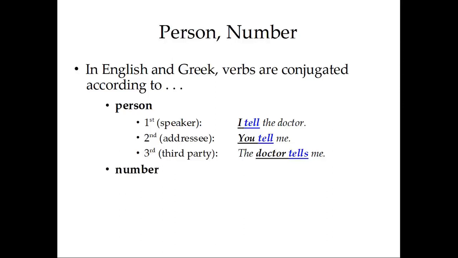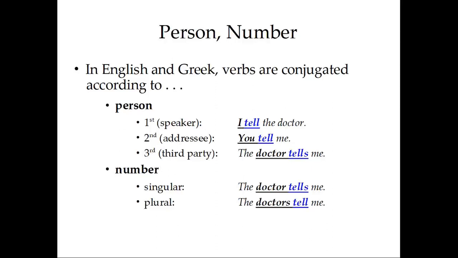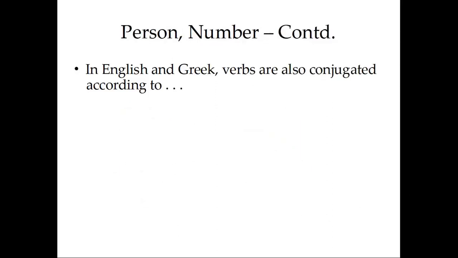We also have number that verbs are conjugated according to in both English and Greek. So in English we have 2 numbers, singular, "the doctor tells me," and plural, "the doctors tell me." And here we see an example of how this verb, tell, is being inflected. In the singular we have "tells," and in the plural we have "tell," an example of inflection in action. In English and Greek, verbs are also conjugated according to some other things: tense, mood, voice. We're not going to talk about these very much for a while, but it's important to have the terms out on the table.